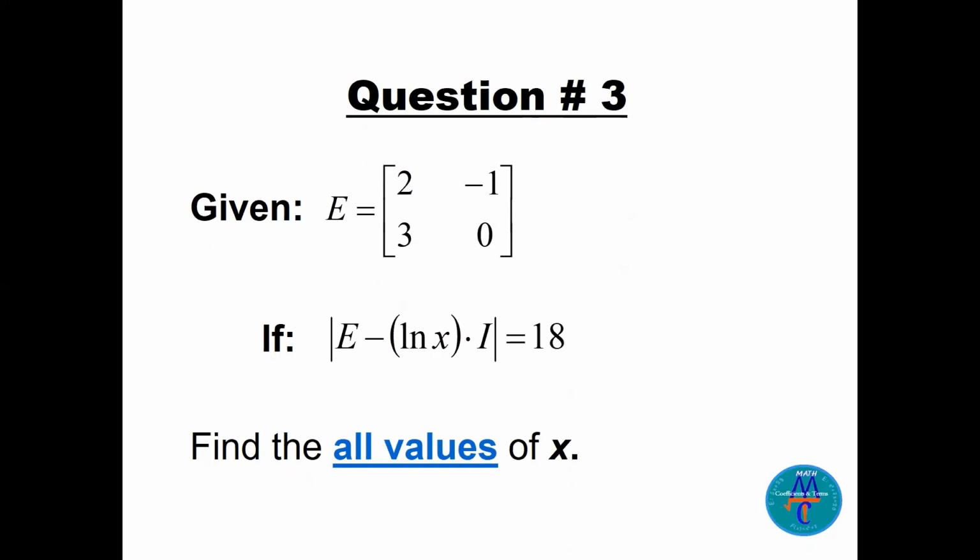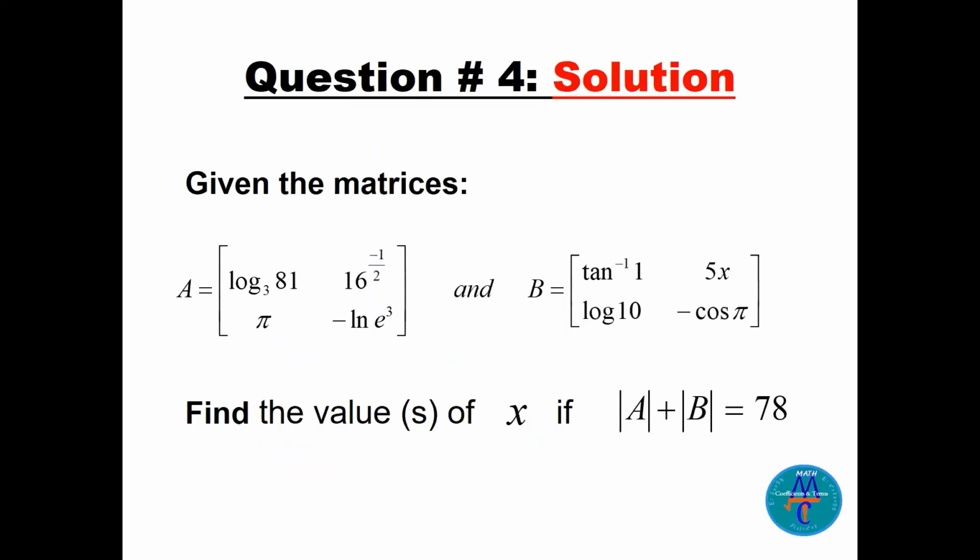This is E 2 by 2, 2 minus 1 3 0. If the determinant of E minus ln of x times I is equal to 18, find all values of x. This is not easy, but so nice and interesting. And this one has all kinds of log, ln, tan inverse, cosine pi, log of 10.